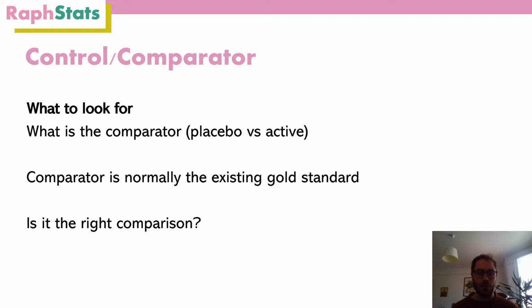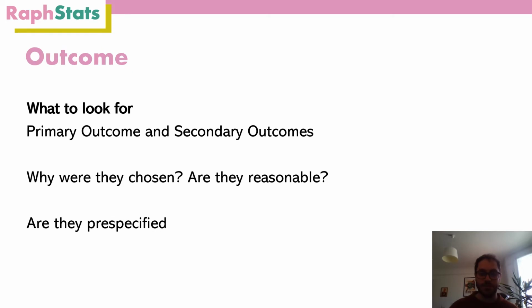Thinking about the control comparator, again, you just want to check what is the comparator. Is it the gold standard current therapy? Is it a placebo, the sugar pill? Normally nowadays we say it should be the existing gold standard because that just makes it much easier to measure it against actual clinical practice. If in clinical practice that's what they're going to get, you should be comparing to what they're going to actually get rather than a placebo. And that's what you're evaluating, is this the right comparison?